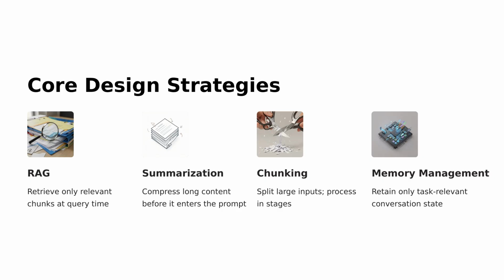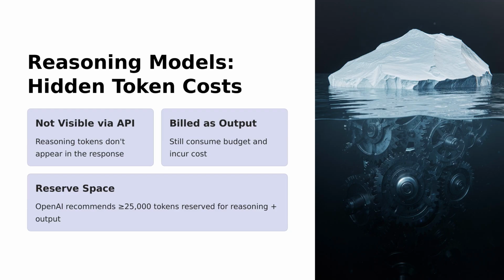And memory management keeps only the conversation state that's actually relevant to the task. One important thing to remember with reasoning models is that the hidden reasoning tokens are not visible in the API response. You won't see them directly, but they're still billed as output, so they use budget and add to cost. That means you need to plan for them when setting token limits. OpenAI's guidance is to reserve at least 25,000 tokens total for both reasoning and the final output.